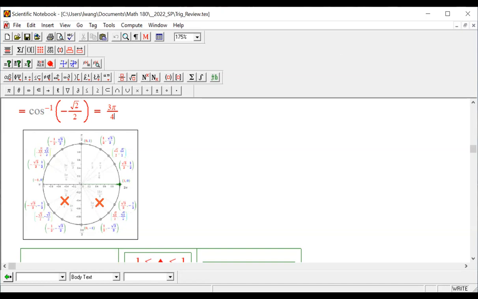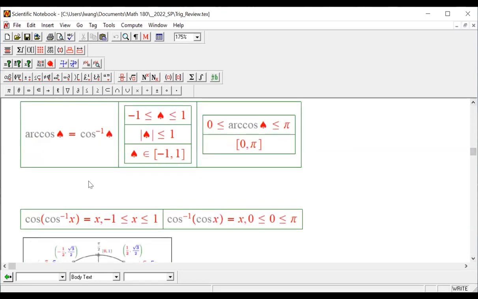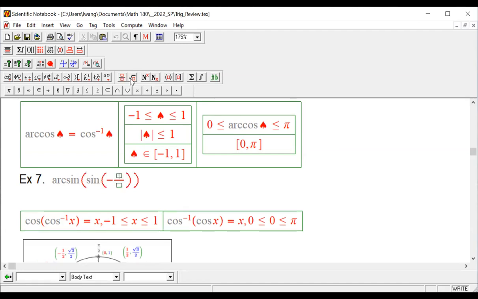Okay, so let's keep moving forward. We got a shortcut. And there are a couple more. So example number 7, we have an arc sine of negative 5 pi over 6.